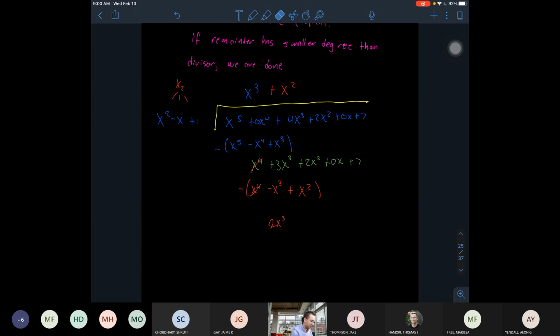Okay, so we subtract x cubed. I made another mistake here. I forgot to distribute this minus sign. Remember, if we subtract negative x cubed from 3x cubed, we are going to get 4x cubed. Okay, and then from 2x squared, we subtract x squared, and we just get x squared. And then we've got our plus 0x plus 7.